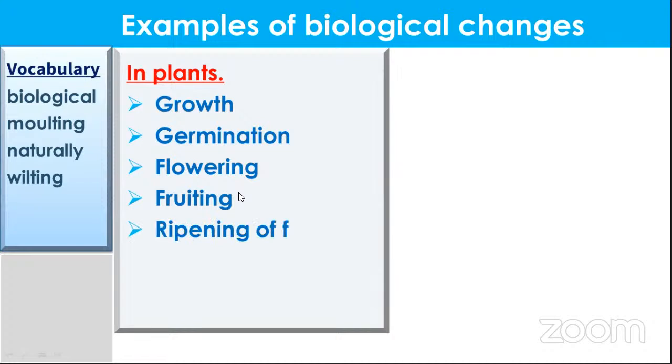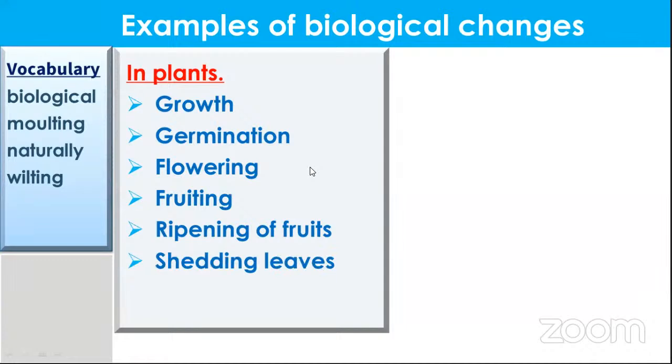The next one is ripening of fruits. Ripening here means the fruits start getting ready for you to harvest and eat. For example, we all know the mango tree. The mango fruits start bearing fruits, and after that they start ripening, and sometimes they even become yellow in color. Those are some of the examples of biological changes.